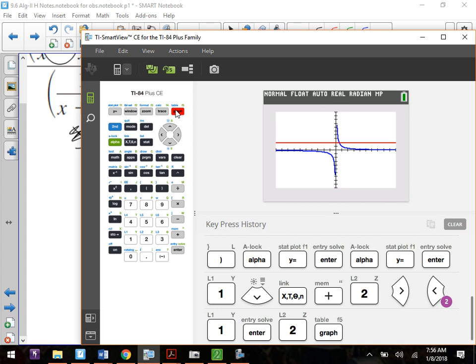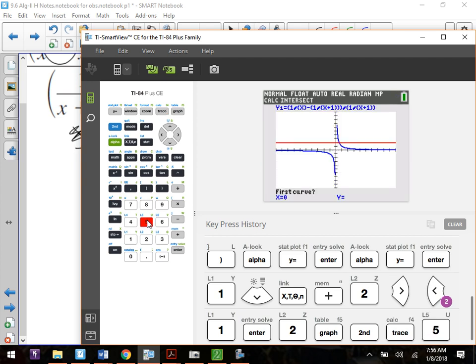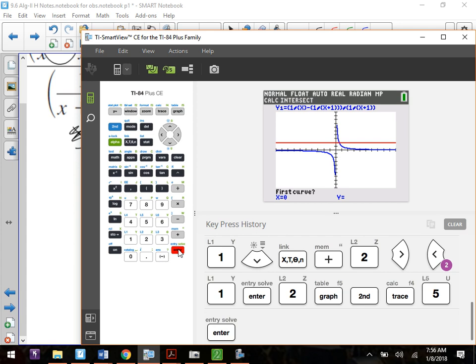You guys ever do that? Second, calculate, intersect. Second, calculate, and intersect is what is going to look for where these two curves intersect. It's going to ask you a bunch of questions. First curve, yes. I think you just have to hit the right arrow to pick a curve. I just hit the right arrow, and all of a sudden my cursor's on the blue part. Are you okay with that? I hit enter. Second curve, it automatically jumps to the red one, and I hit enter.